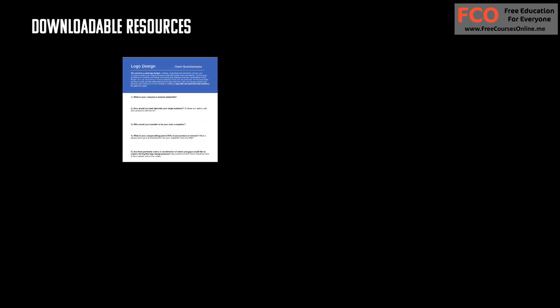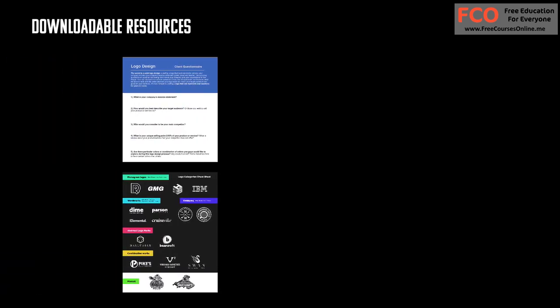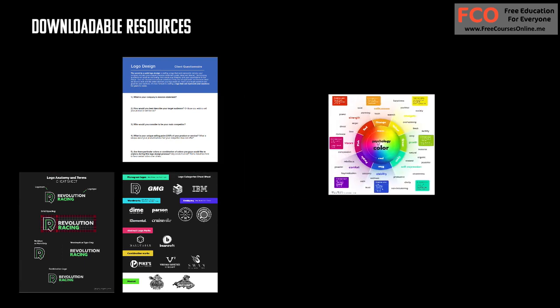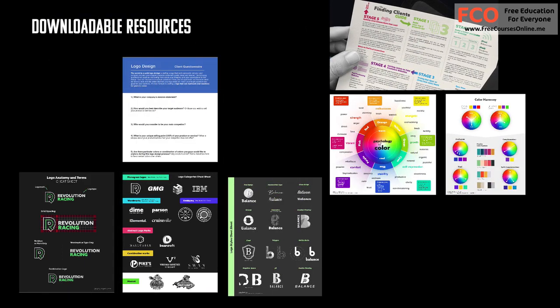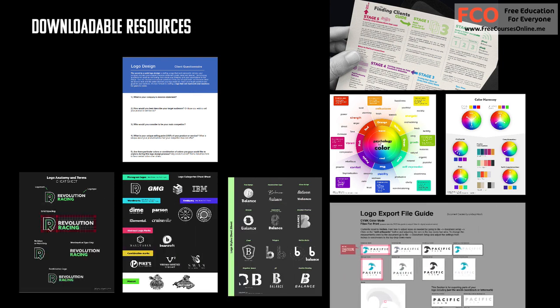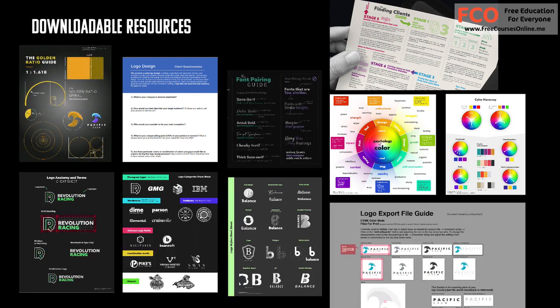This course is packed full of downloadable resources, including a client questionnaire document, logo styles and categories cheat sheet, a color wheel and color psychology documents, a finding clients resource guide, a file export guide, a golden ratio cheat sheet, and a font pairing guide, and so much more.